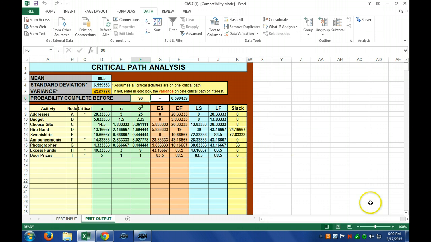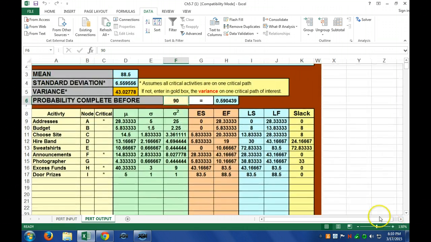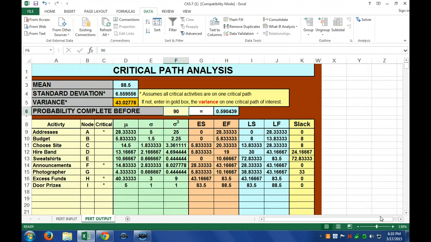Now, this is the results that I want to analyze. So if we look at this as a project now, the project has a mean completion time of 88.5 days and a standard deviation of, what does that look like, 6.6 roughly? Okay, 6.6. So that's the average, and 6.6 is the standard deviation. A couple things I want to analyze. When's the earliest this project can be done?